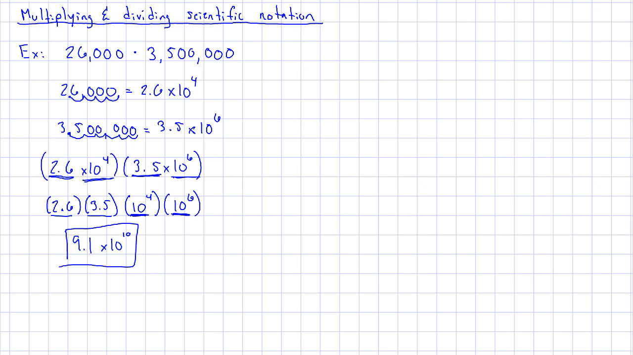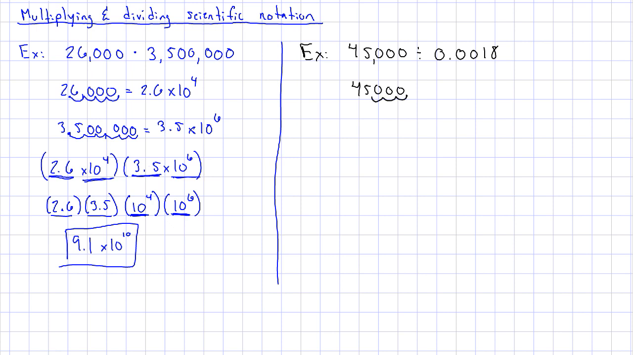We do something very similar when we do examples with division, but let's go ahead and do one so that we can see what's going on. I would like to do 45,000 divided by 0.0018. What is this? Once again, the first thing I will do is convert both numbers into scientific notation. So 45,000, I'm going to move my decimal 1, 2, 3, 4 places. So this is 4.5 times 10 to the 4th, because that's how many places I moved.